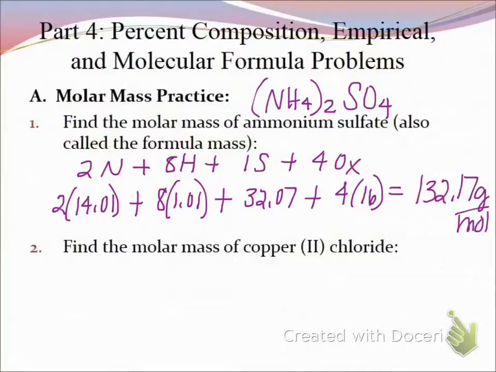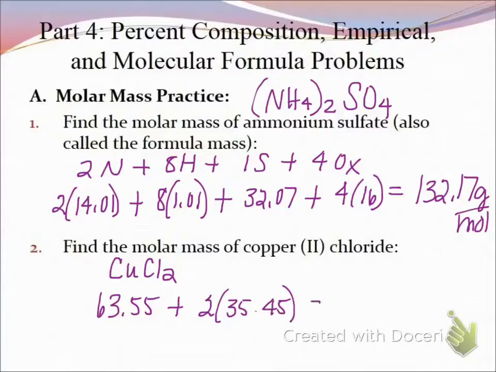So this other one would be find the molar mass of copper 2 chloride. So it would be CuCl2. So try that very quickly in your calculator and see what you get. Copper is 63.55. Plus 2 times 35.45. Remember, when we're using the atomic masses, we're going to use them to 2 decimal places. 134.45 grams per mole. Does anybody agree with that?